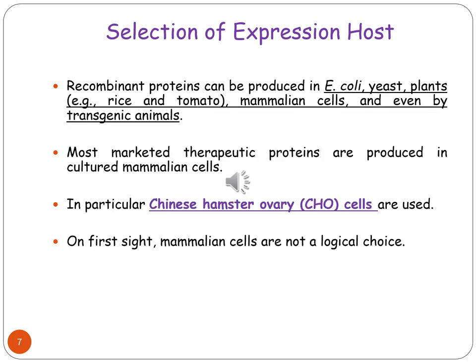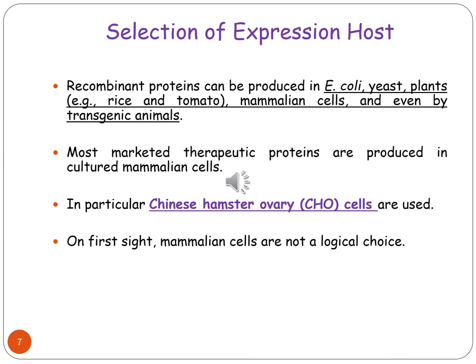We have many expression host cells. Like for example, proteins can be produced in E. coli, yeast, plants, mammalian cells, or even transgenic animals. We'll talk about each expression system in part 2. One of the most famous mammalian cells used in gene cloning is the Chinese hamster ovary cells, the CHO cells.